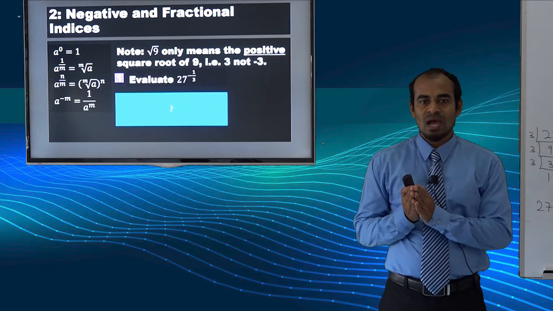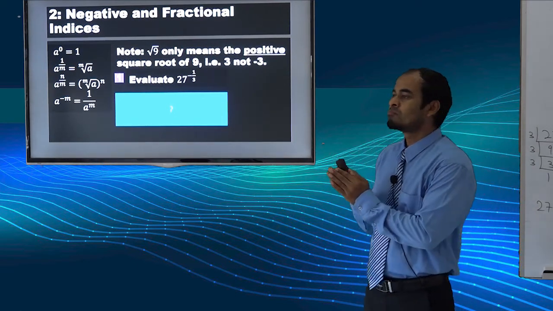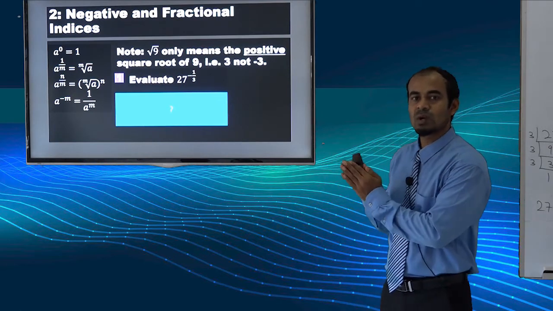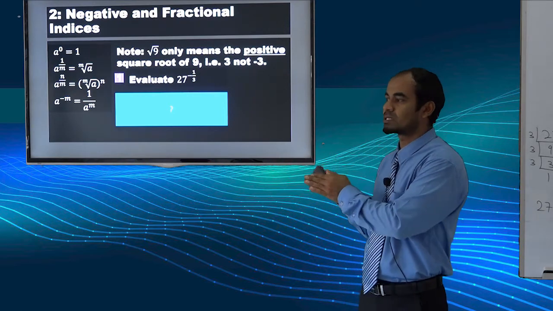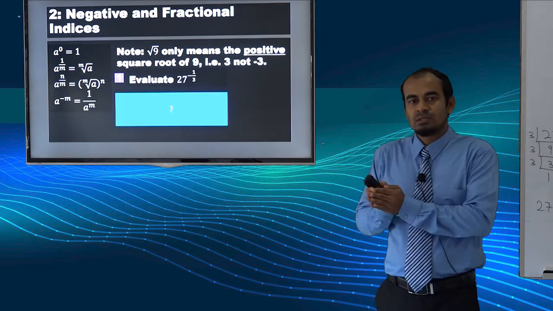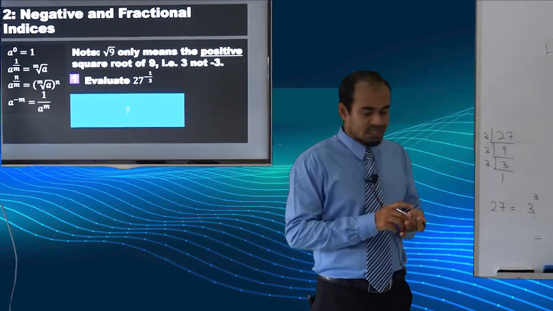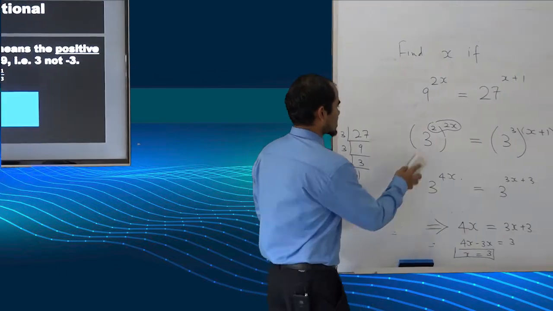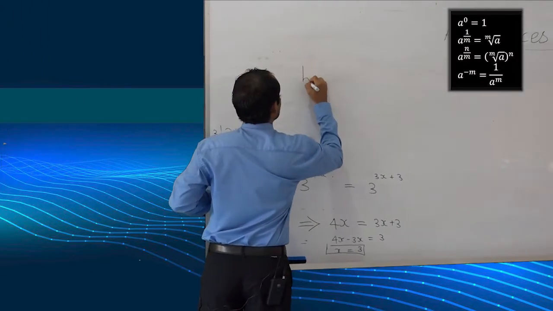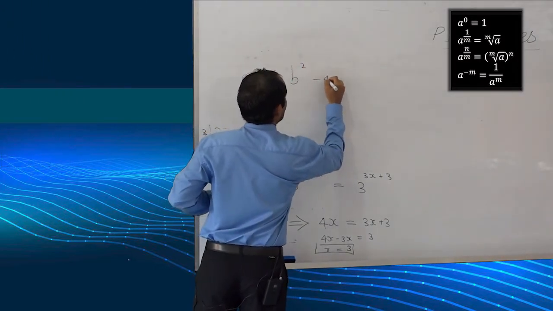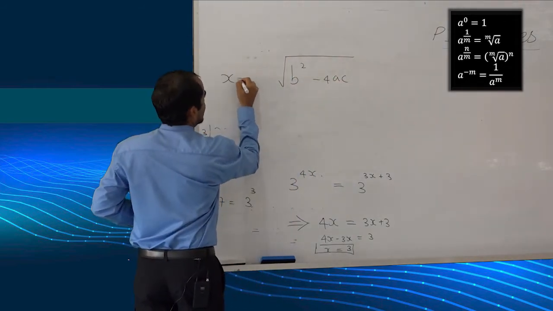There's something about the square roots that we need to know. For example, the square root of a number simply means it is the positive square root of that number. For example, square root of 9 will give you 3. It won't give you minus 3. Otherwise, what would be the use of the quadratic formula? In the quadratic formula also we get a simple expression like this. For the square root, we get b squared minus 4ac, the square root of b squared minus 4ac. We get it like this.